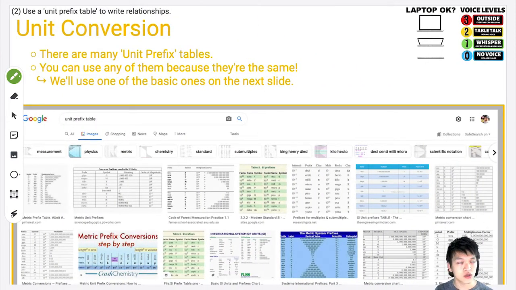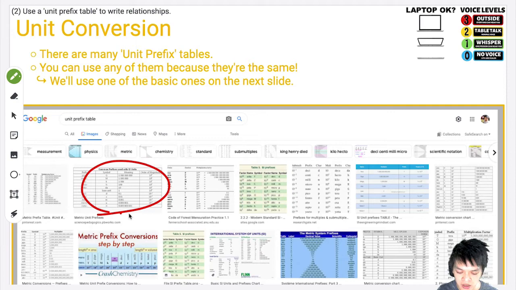We're gonna start looking at different units, and there are gonna be units that have prefixes. Okay, we already know about grams, we know about liters, and we know about meters, but sometimes we can actually put a prefix in front of it to change the meaning slightly, making it bigger or making it smaller. It says right here that there are many unit prefix tables. You can actually just Google it. They look different, but the information is the same. We're going to be using a table that looks like this one.